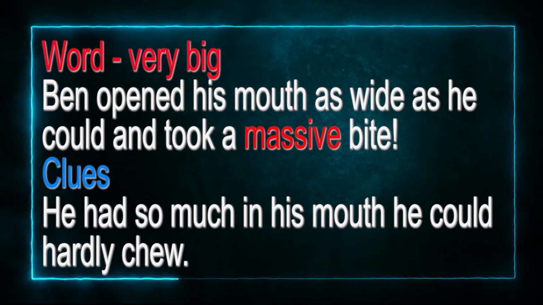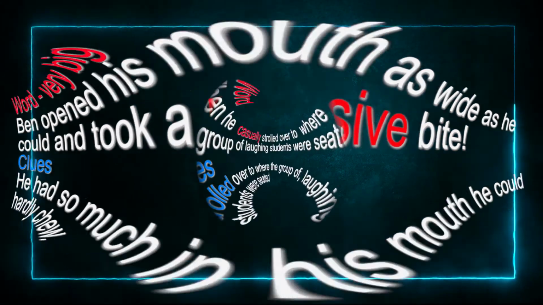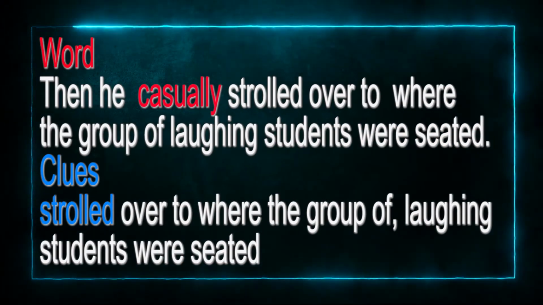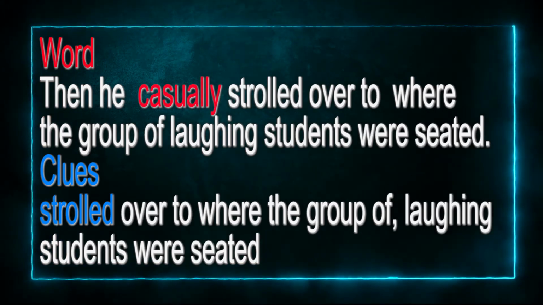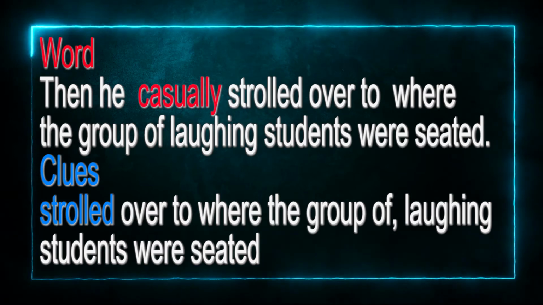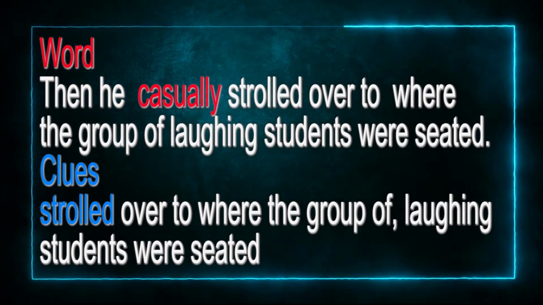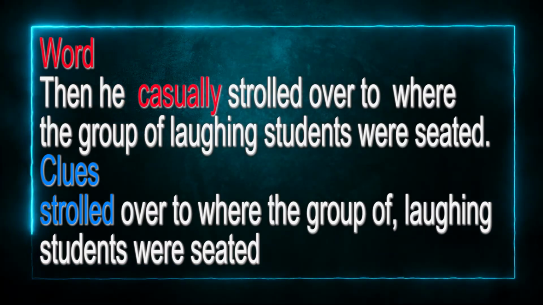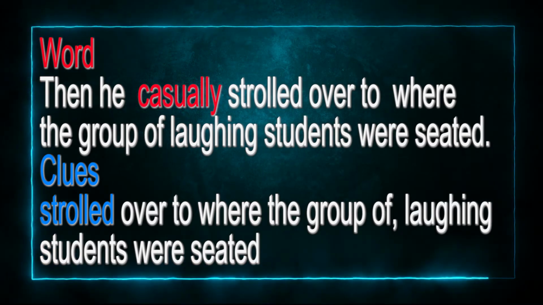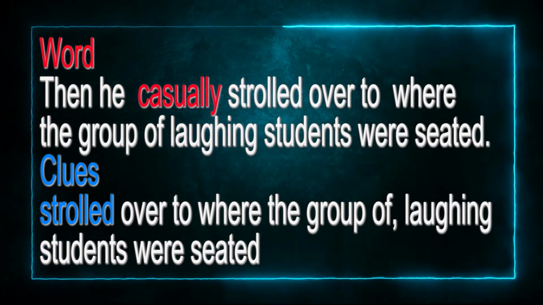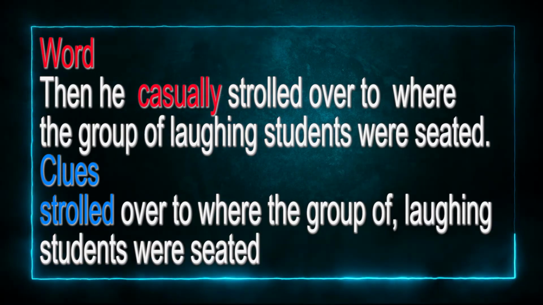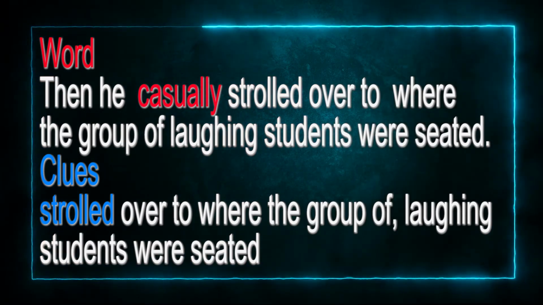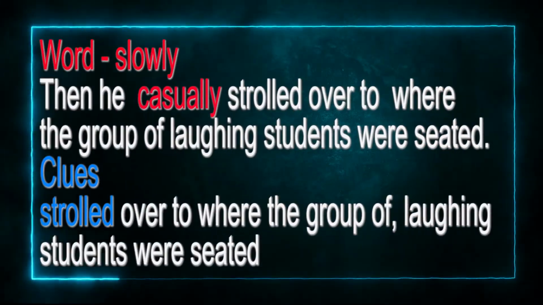Now, we have the word casual. And again, we go back to how did he move? Did he roll? Did he jump? He said he casually strolled. Now, have you ever gone for a stroll? Maybe in the park, on the beach, on the seawall? How did you go? Yes, move slowly. So the word casually there would imply that he was moving slowly.